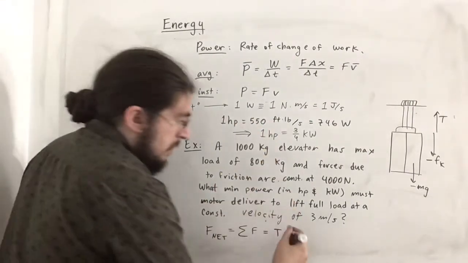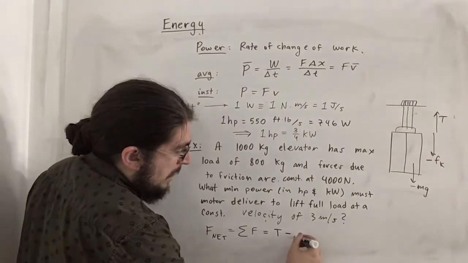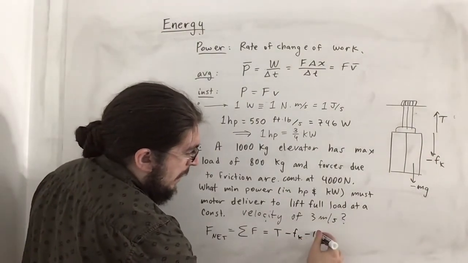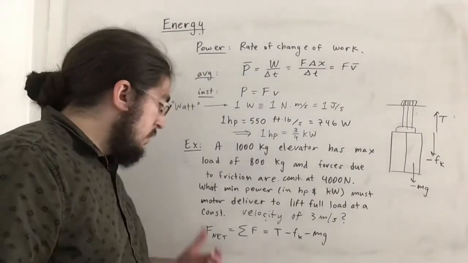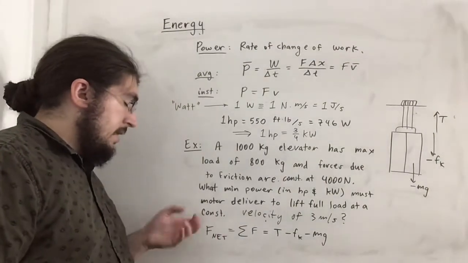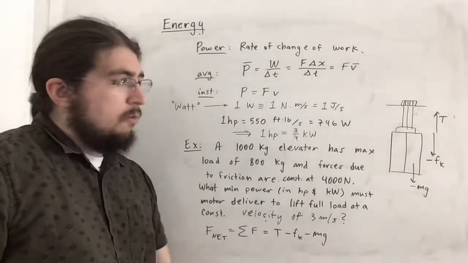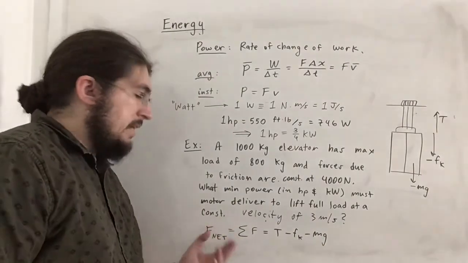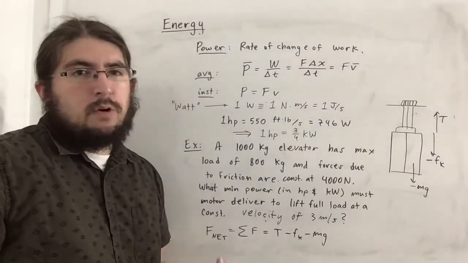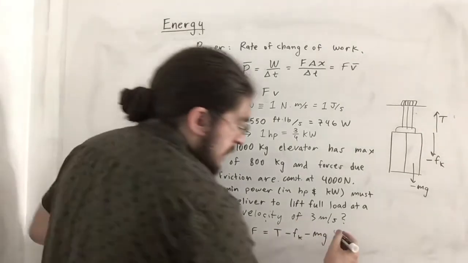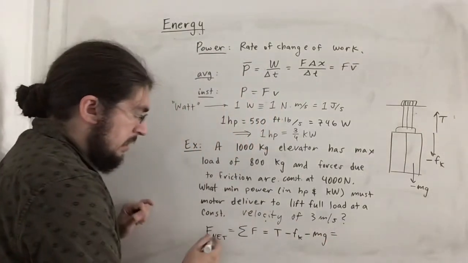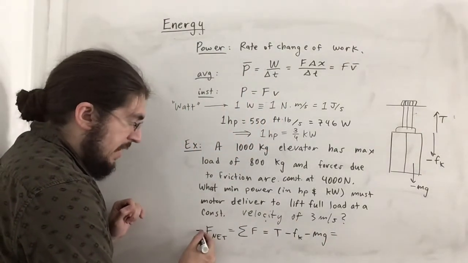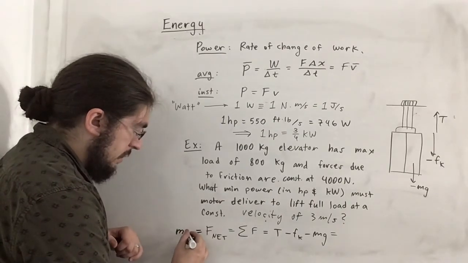I guess that's fine. So we'll have T minus Fk minus mg. So again, the net force is the sum of the forces, which is the tension against the friction and the weight. And the net force actually is 0, which is kind of weird, but it's not too weird. Because notice, F net is what? F net is mass times acceleration.